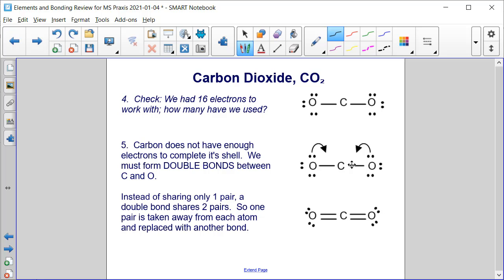So instead of sharing only one pair, the double bond that you see shares 2 pairs of electrons. One pair is taken from each atom and replaced with another bond. So now carbon has 4 bonds, which is a total of 8 electrons. Each oxygen has 2 bonds and 2 lone pairs, so that they also each have 8 electrons.